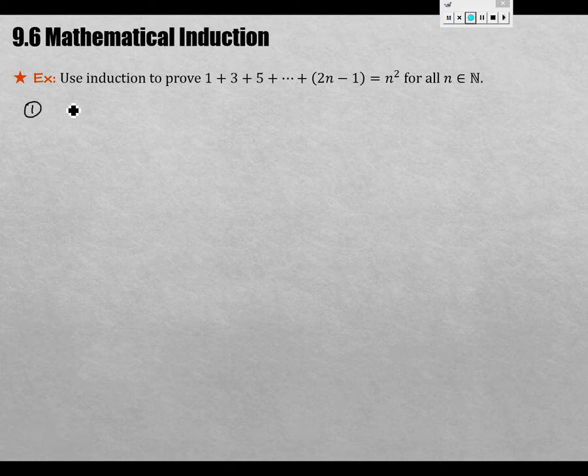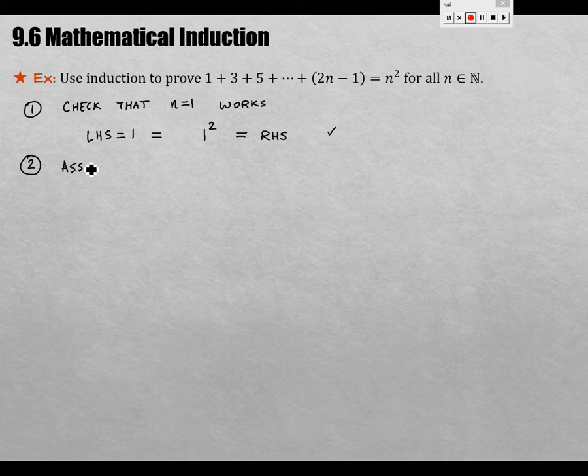So, first we just check that n equals 1 works. Right? So, is it true that the left-hand side, which is equal to 1, is equal to the right-hand side, which is equal to 1 squared? Yes.